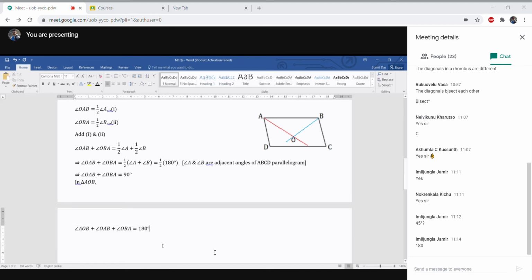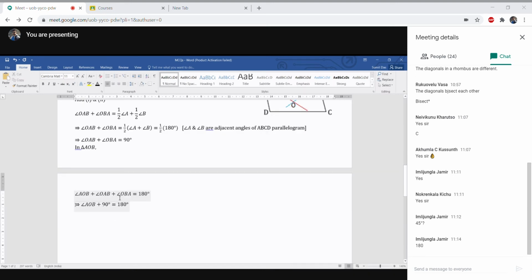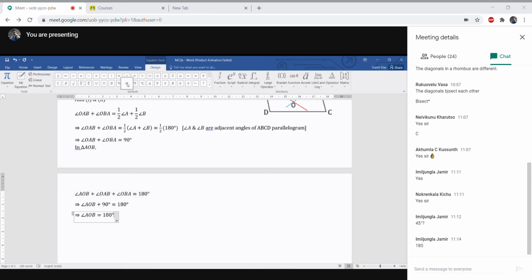Right. Now, we just got OAB plus OBA is equal to 90 degree. So we replace this one with 90 degree, which is equal to 180 degree. So next line, AOB is equal to 180 degree minus 90 degree, which is equal to 90 degree. Fine. So that's our answer.